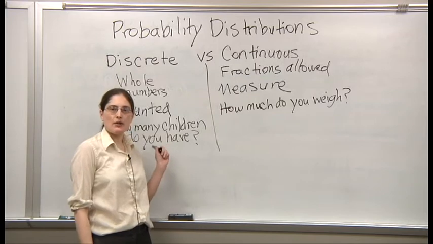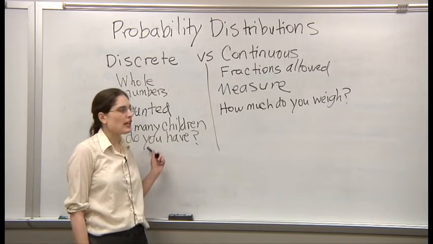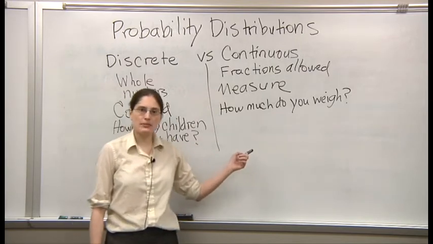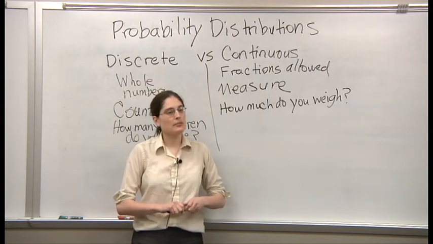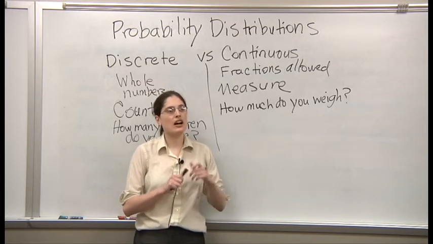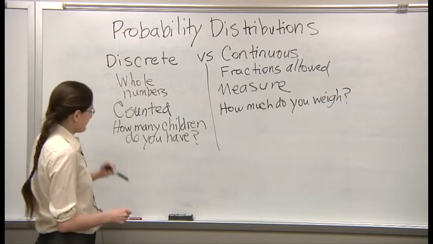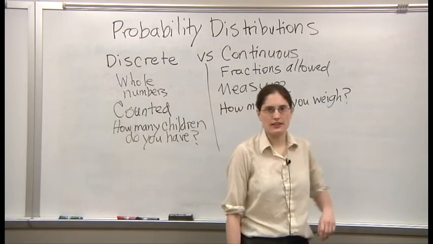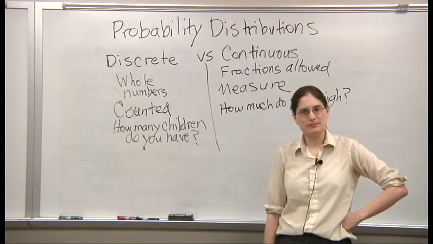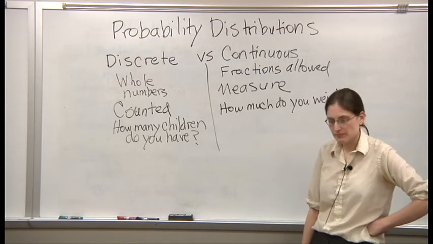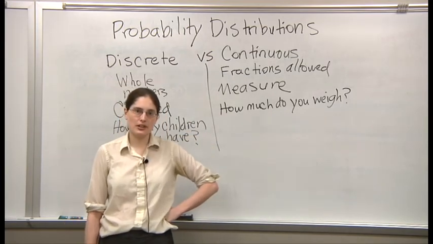Discrete might be, how many days a week did you go to the gym this week? And continuous might be, how many minutes did you spend at the gym this week? Because it could be a fraction. Discrete. How many times did you watch this video? Continuous. How many minutes did you spend working on your homework this week?